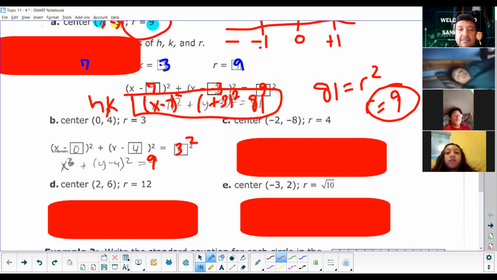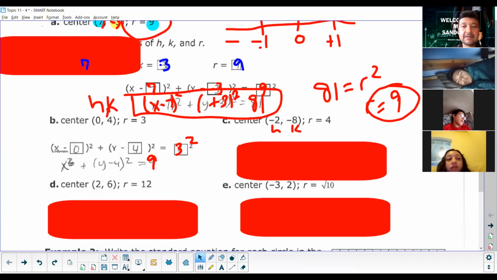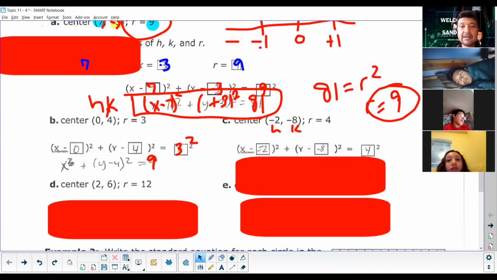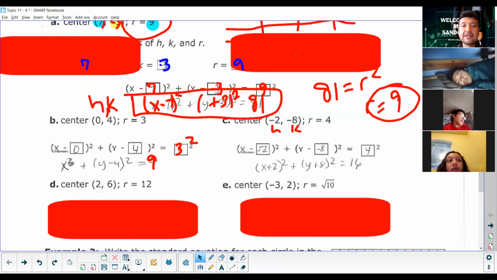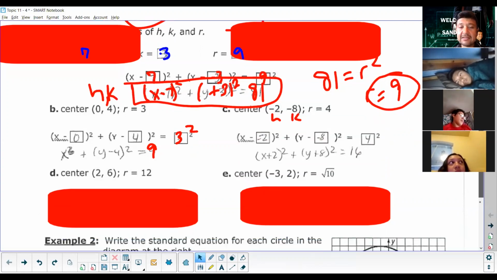Oh, so you would have parentheses x plus 2, and then plus 8, and the radius would be 4 squared. So then afterwards, this one is going to be plus 2, plus 8, like you said, and then 4 squared is going to be the 16, all right?